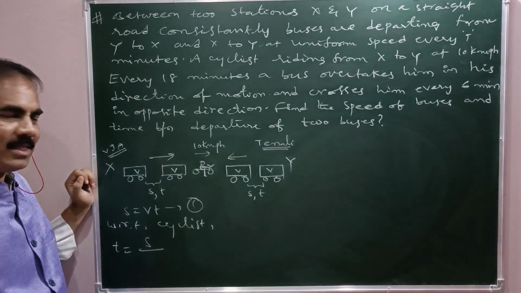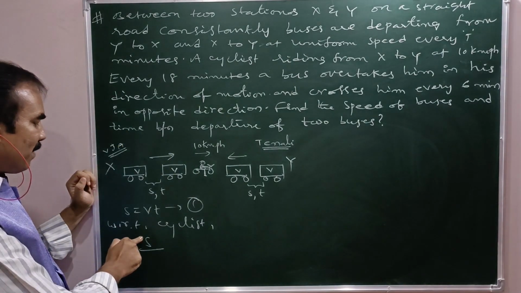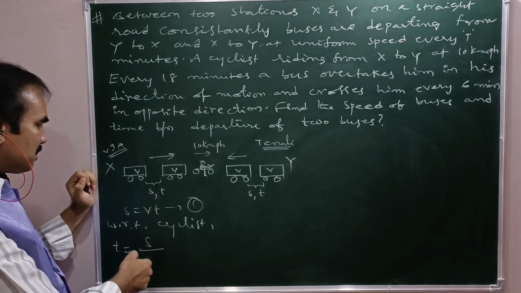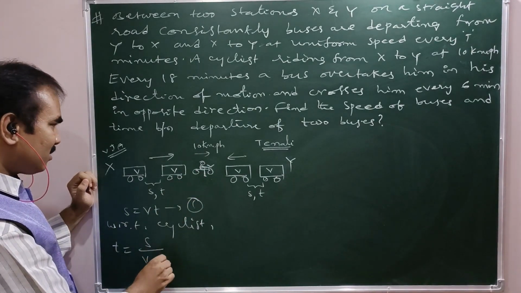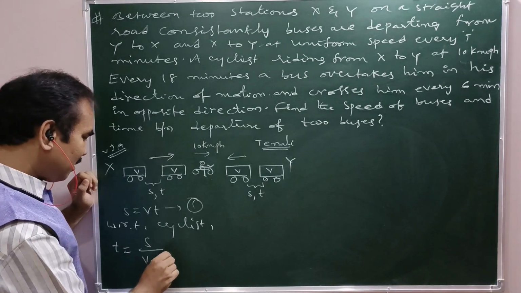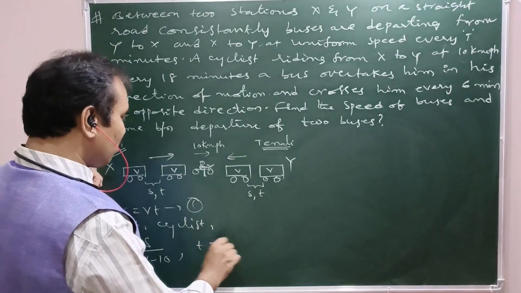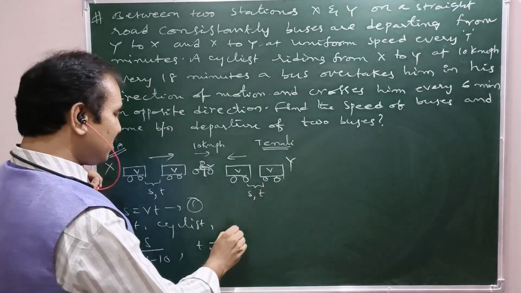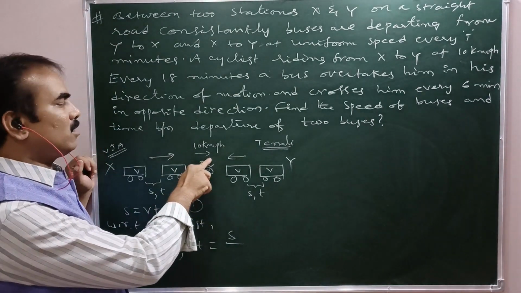Relative velocity of bus with respect to cyclist. So time equals separation, or distance between successive buses, by relative velocity. What is that relative velocity? V minus 10. Right? So, in the opposite direction, the same can be written as T equal to separation S by relative velocity of bus with respect to the person, the cyclist.